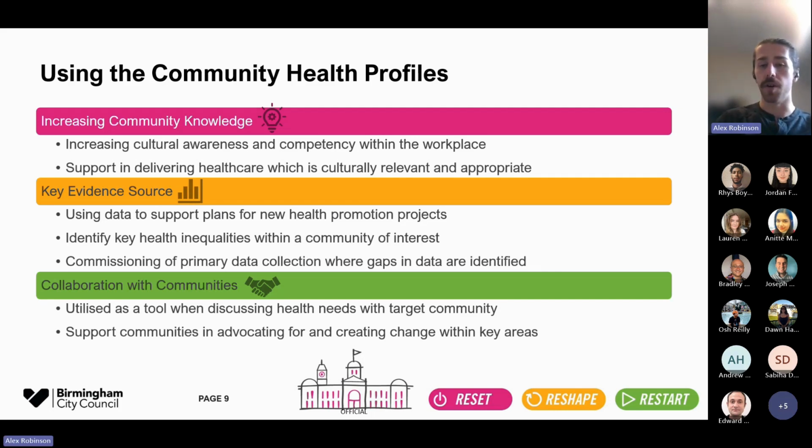And we're also keen for especially community organisations to use the profiles as evidence in funding bids. The profiles can also be used for collaborating with communities. So we encourage health services to use them as a tool for engagement and to support them in advocating for changes to address health inequalities.